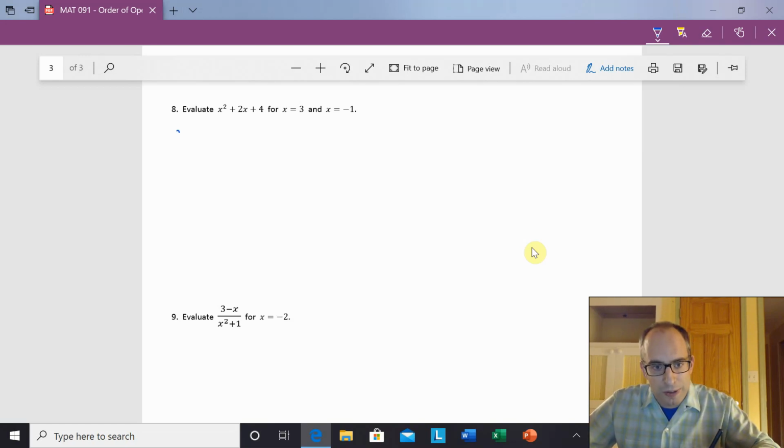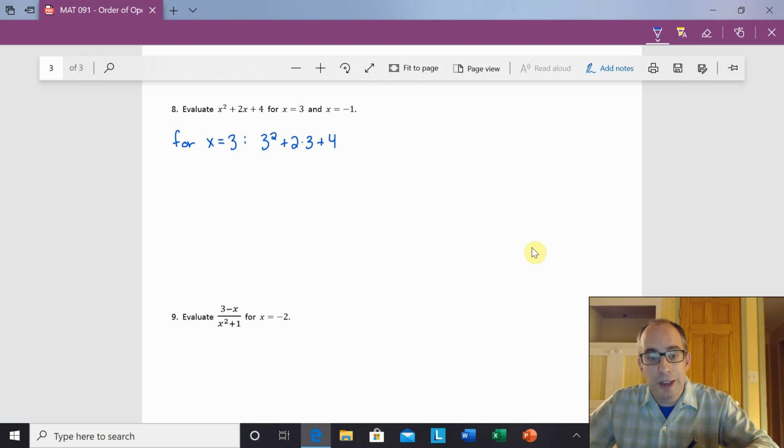Well, basically then what you would do is you would sub in those values for x. So I guess we'll say for x equals 3, then you just sub in the 3's where the x's are, so you'd have 3 squared plus 2 times 3, and then plus 4. And then it's order of operations again. You got an exponent, you're going to do that first. So you're going to have 9 plus 2 times 3 plus 4.